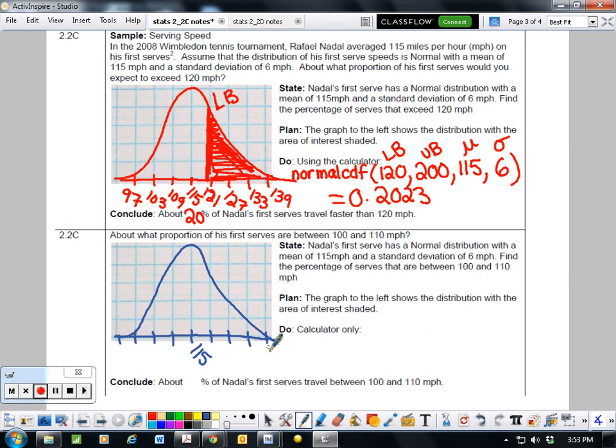And in the interest of time, I'm not going to write down the numbers. We're just going to go ahead and do this for down here. And we want to know between 100 miles an hour, which is right about here, and 110 miles an hour, which is right about here.